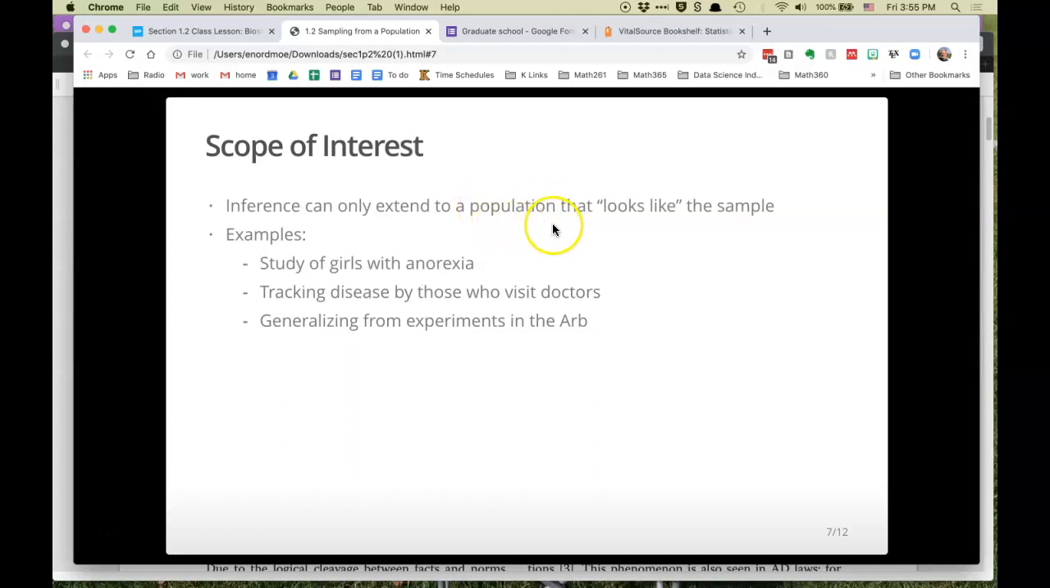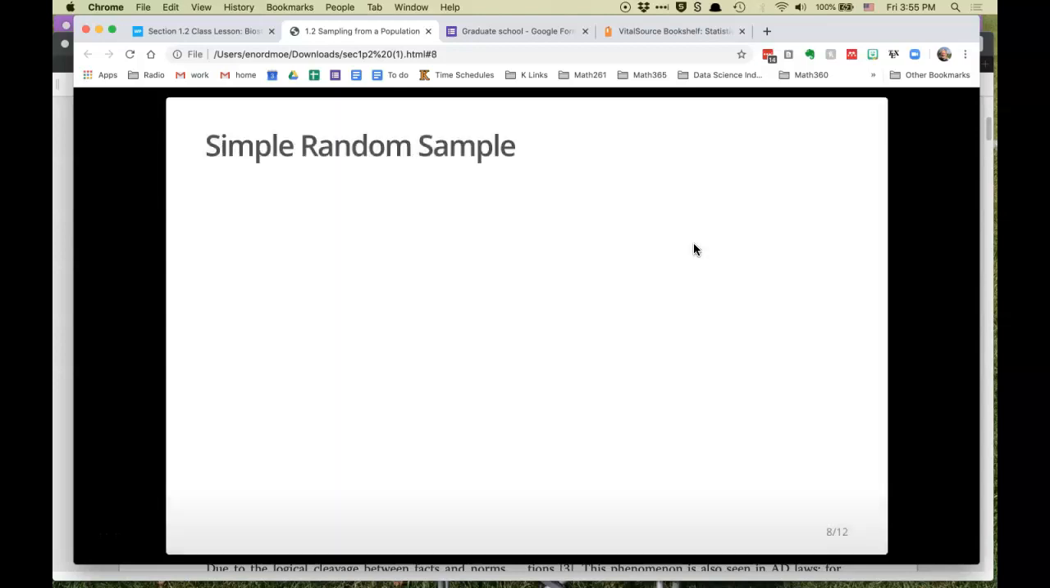So we want to keep in mind that we can only generalize as far as the population that we're sampling from. Maybe to make this a little bit clearer, we can think of ways that we could go about sampling. And so in the next part, I'm going to talk about simple random sampling and different methods. But I'm going to stop here and continue on the next part.